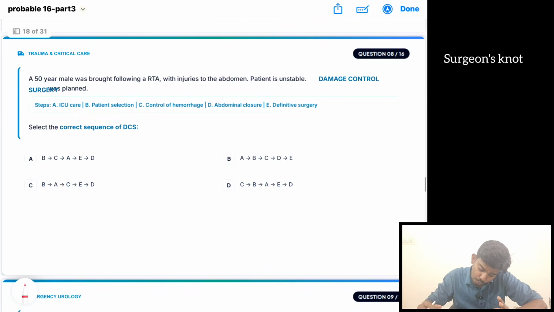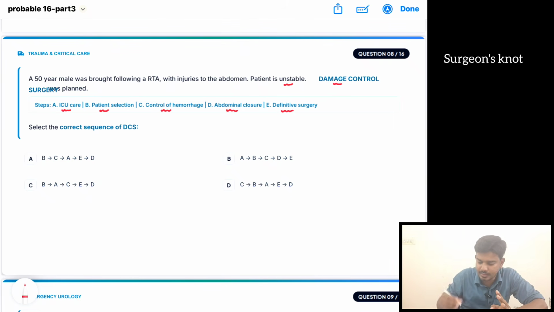A 50-year-old male was brought following a road traffic accident with injuries to the abdomen. Patient is unstable. Damage control surgery was planned. Order கொடுத்திருக்காங்க. Steps: first ICU care, patient selection, control of hemorrhage, abdominal closure, definitive surgery. What is the correct sequence of damage control surgery?